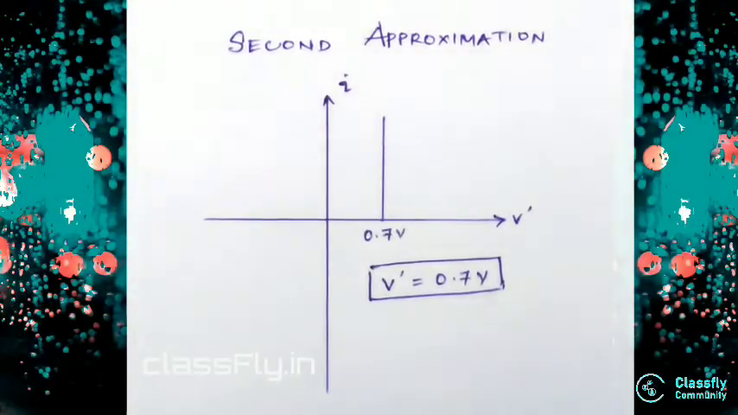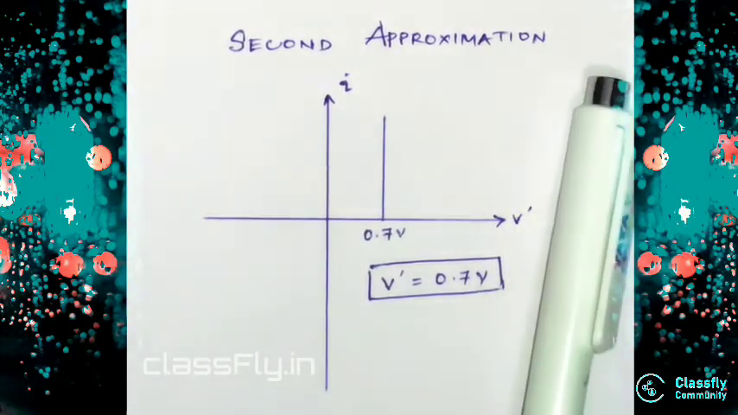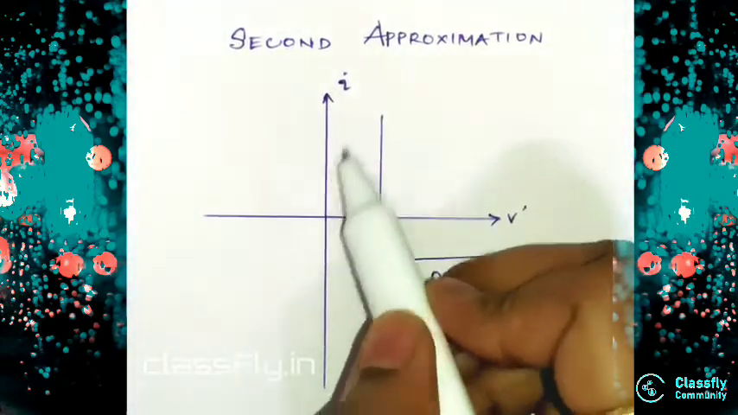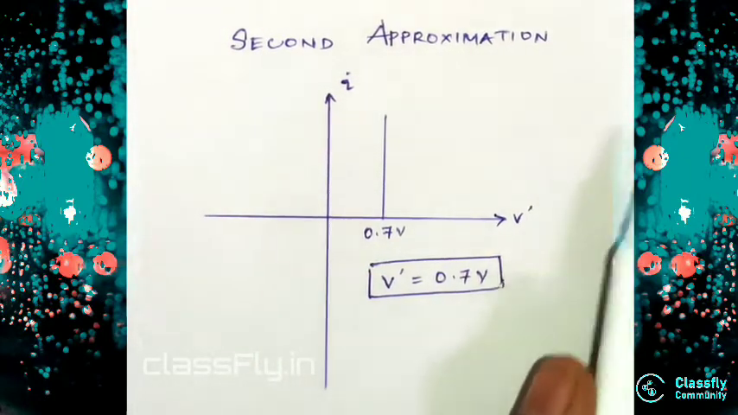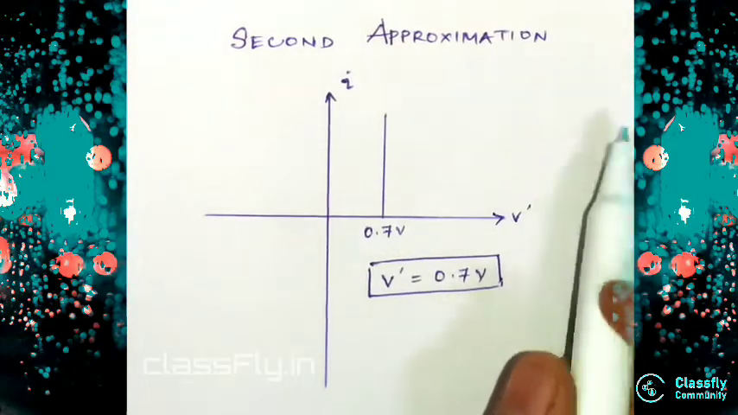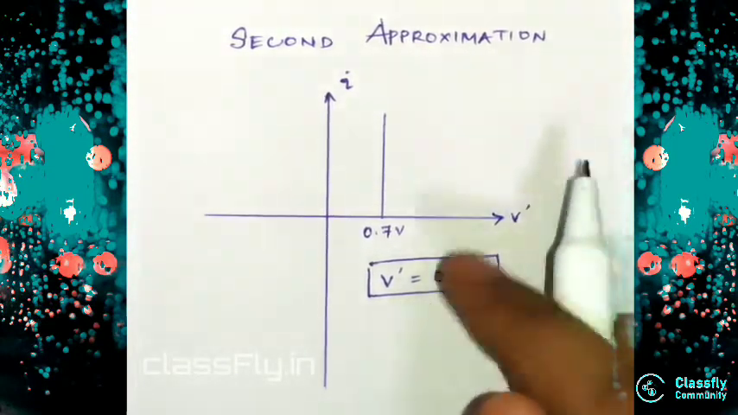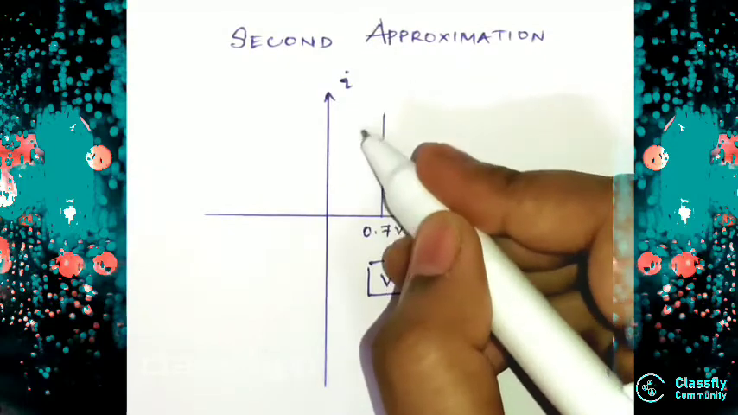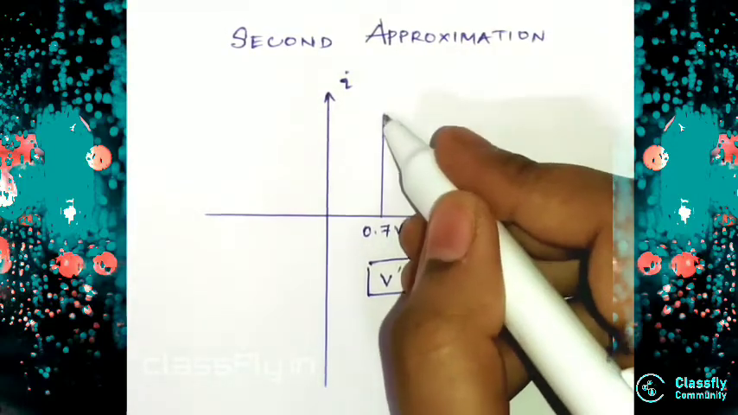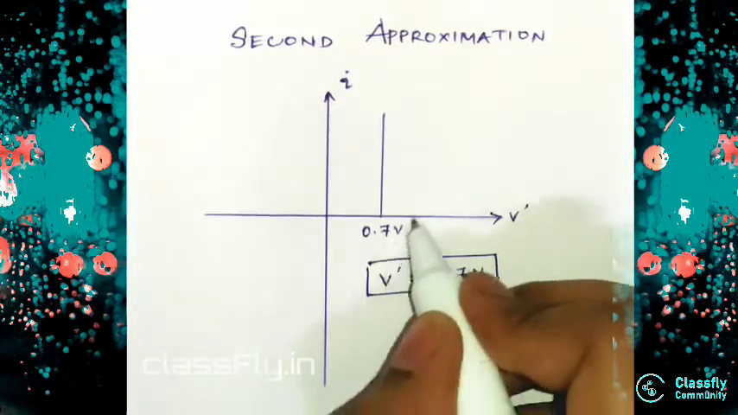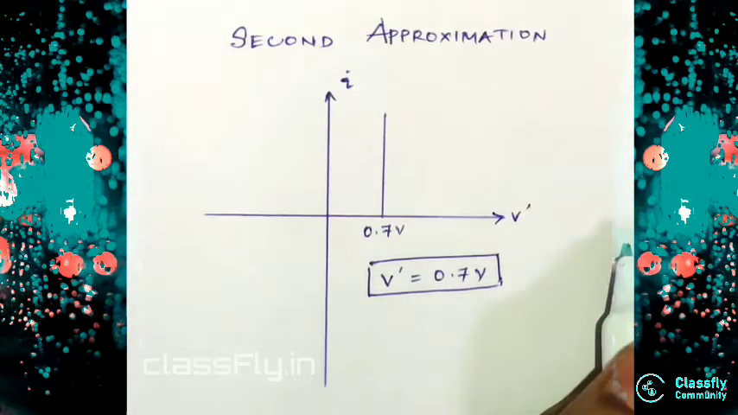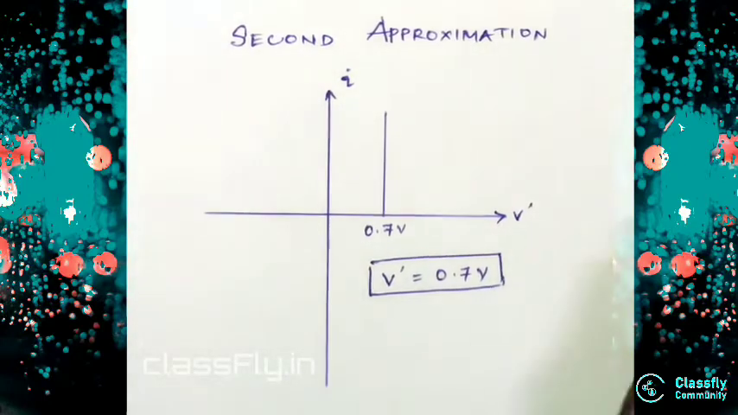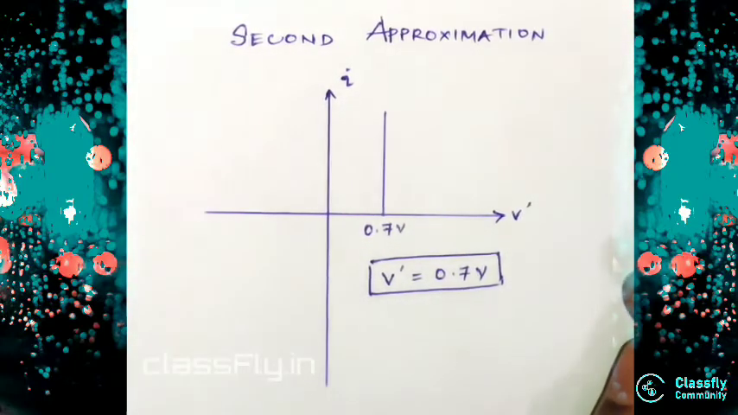Before moving forward to the third approximation, we should see the graph of the second approximation. The Y-axis has the current, right? The X-axis has the voltage. As we know that the second approximation has a battery with voltage 0.7, we will have a straight vertical line here, which denotes 0.7 volt. So this V dash will be equal to 0.7 volt, right? Now we will go to our third approximation.